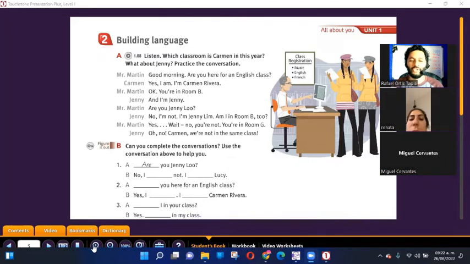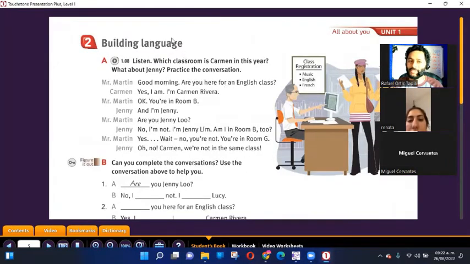Okay, so we can practice the conversation, but at the same time, we can also practice connected speech. Do you remember connected speech? Yes, for sure. All right, so you are going to hear an English class. Am I in room B too? It's going to sound like one word. Am I in room B? No, you're not. You're in room G. Oh, we're not in the same class. So we're not in the same class.